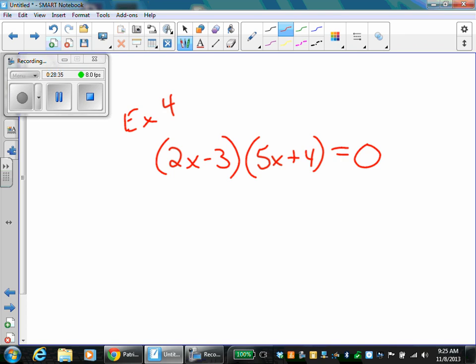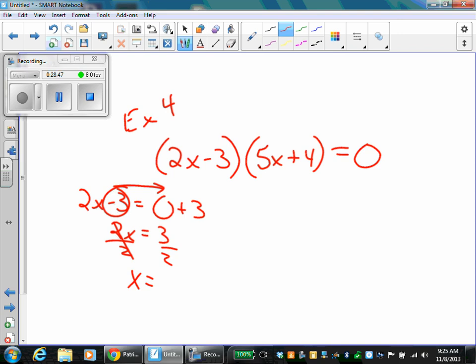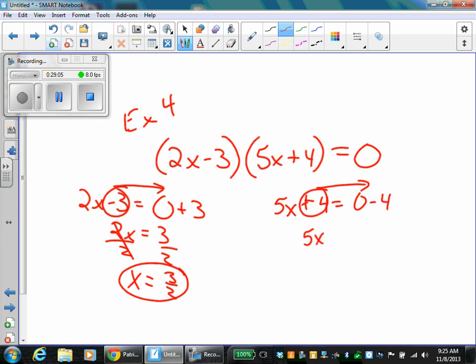So if you can't see it, you would have to set it equal to 0, move this over, and you get 2x equals 3, and then you would divide by 2, so x would be 3 halves. Is it okay that it's a fraction? Yes, that's fine. Okay, and then if you moved this one over, plus 4 equals 0. So sometimes you're going to have to set it equal to 0 if you can't really see it. So when you divide by 5, x is equal to negative 4/5.